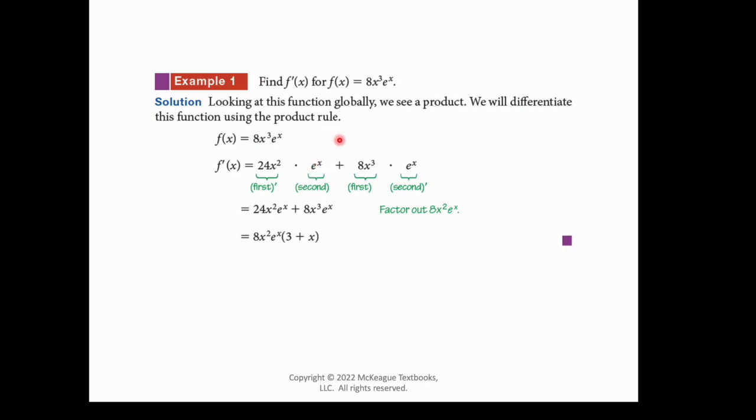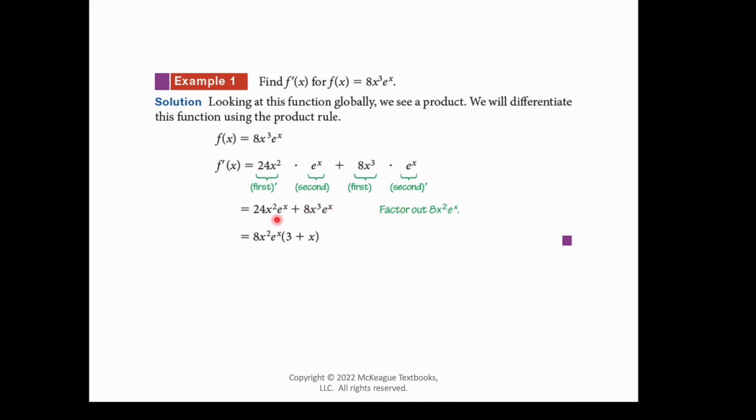times the second factor. That's e to the x. Plus the first factor, which is 8x cubed, times the derivative of the second factor. And as we just showed, the derivative of e to the x is e to the x. So that's what we're going to put here for the derivative of our second factor. Now, when we combine and clean this up, we have 24x squared e to the x plus 8x to the third e to the x.